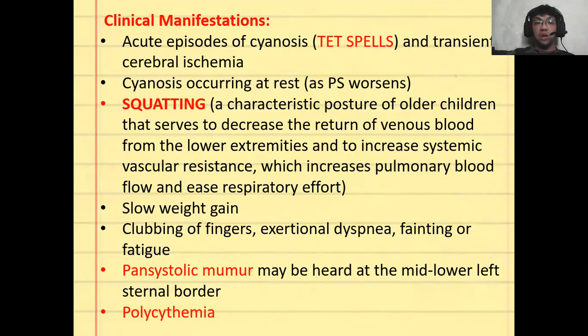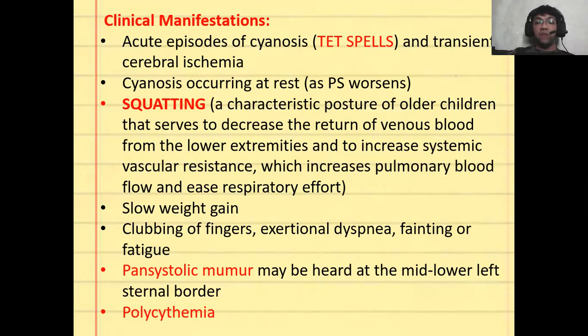The best position that you can place the child in is the squatting position, which is a characteristic posture of older children that serves to decrease the return of venous blood from the lower extremities and to increase systemic vascular resistance, which increases pulmonary blood flow and eases respiratory effort. Why are we doing this? In short, we let the child be in a squatting position in order to increase blood flow to the head to prevent cerebral hypoxia. Because in the squatting position, there will be limited blood flow to the lower extremities, but increased blood flow to the head and the upper extremities, most especially the head.